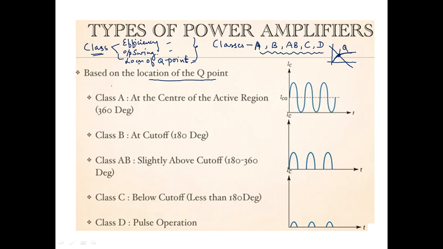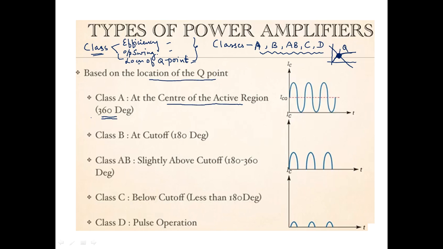Okay, fine. So based on the location of the Q point, we try to differentiate the amplifiers into different classes. A class A amplifier has its Q point at the center of the active region. And what about its output swing? Its output swing is a complete 360 degrees.